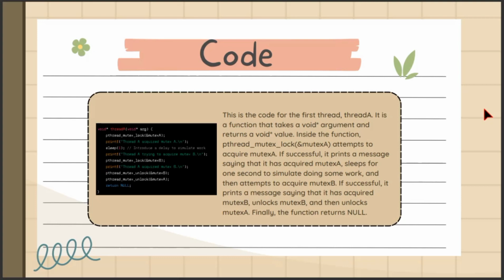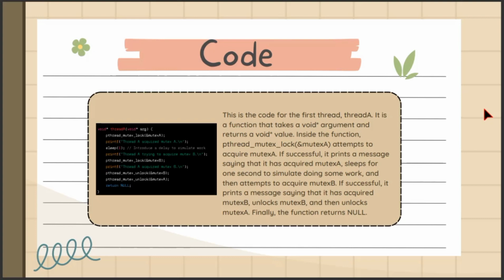If successful, it prints a message saying that it has acquired mutex A, sleeps for 1 second to simulate doing some work, and then attempts to acquire mutex B. If successful, it prints a message saying that it has acquired mutex B, and then it unlocks mutex B and mutex A. Finally, the function returns NULL.